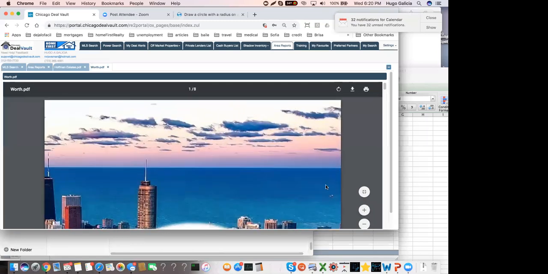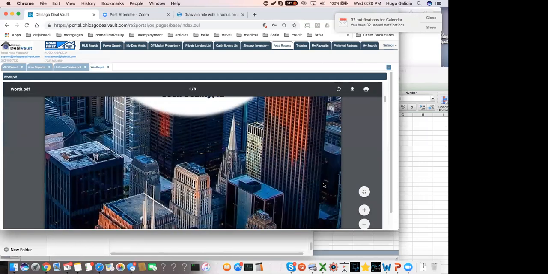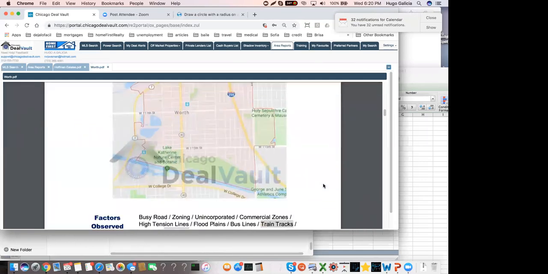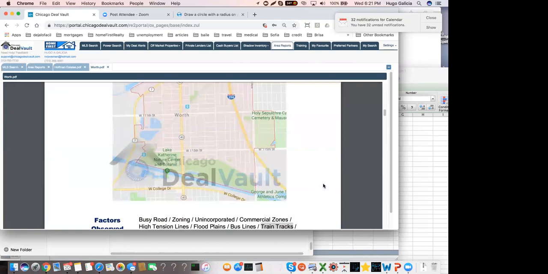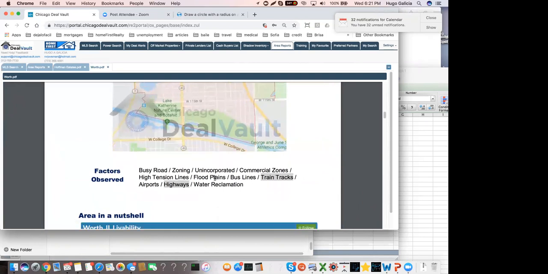So I'm not familiar with Worth. It's too far for us. And let's take a quick look. Let's assume that we're gonna look at a great deal right in Worth, but we have no clue about the area. So in this case, what are the factors observed here? So train tracks, highways. So this is something that we need to be aware of.